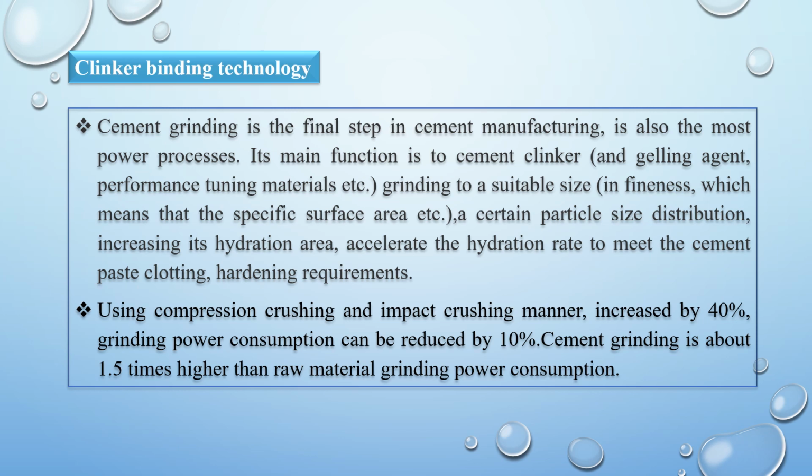Next point: using compression crushing and impact crushing manners, grinding power consumption can be reduced by 10%. Cement grinding power consumption is about 1.5 times higher than the raw material grinding power consumption. Students, in this point, he explained that we use different crushers for the grinding, like compression crushing or impact crushing. He also said that the crushing of cement is about 1.5 times higher than the crushing of raw material.